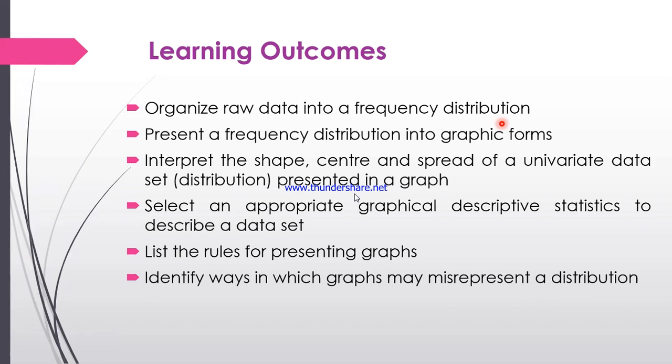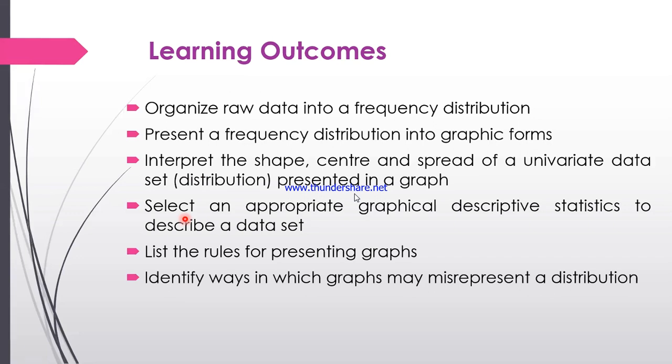Then we look at how we can present a frequency distribution in graphic forms, right? Then from those, how we can interpret the shape, center, and spread of univariate data or data distribution. Univariate data means only one variable at a time we are considering, presented in a graph. Then you will be able to select appropriate graphical descriptive statistical methods to describe a data set. According to the given data set, you will be able to decide what method is appropriate to summarize or to present the data.